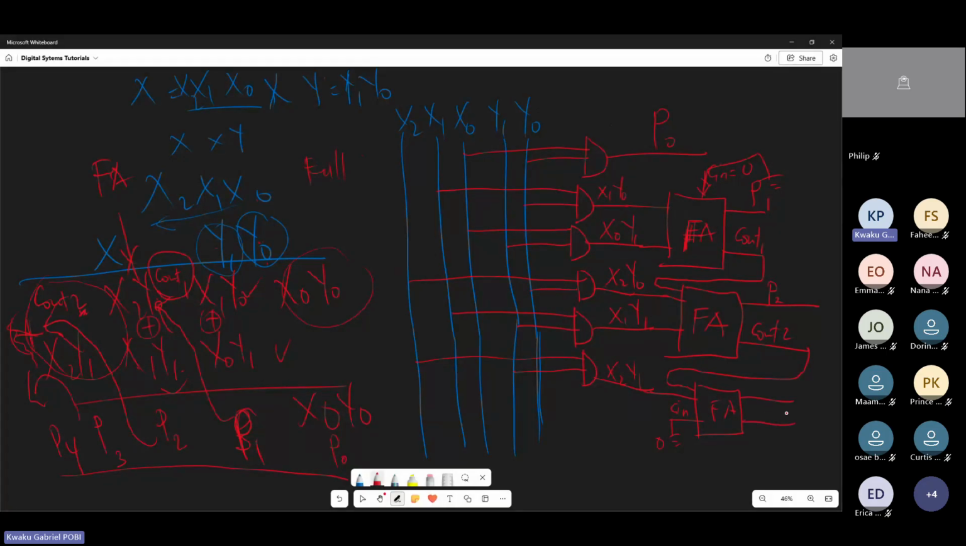Then my output will be P3 and the C out 3, which is actually giving us P4. So this is the same as P4. Then you are done with the implementation of the whole thing. So this is what you do in binary multiplication, basically. So I think that's for your midterm. Those were the most challenging things that you were encountering.